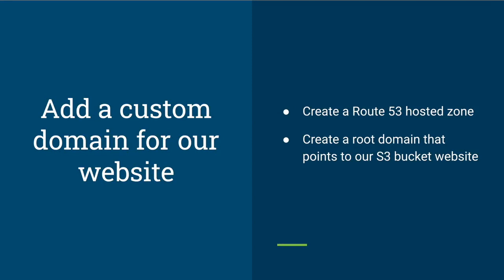Now we're going to add a custom domain for our website. We're going to use Route 53 to create a hosted zone for our domain URL, and then we're going to point that domain to our S3 bucket.